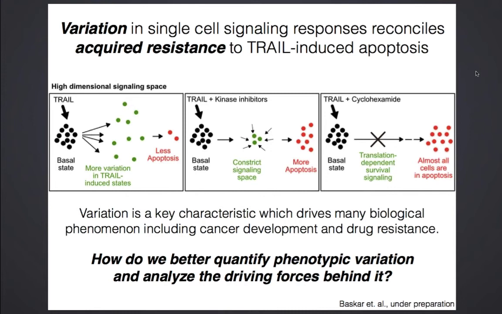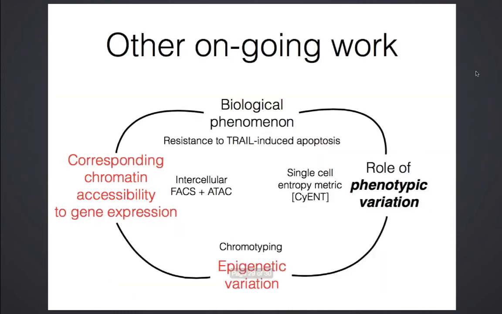So to sum up everything, we see that the more variation there is in TRAIL-induced states, the less apoptosis we see when we treat cells with TRAIL. When we add kinase inhibitors, we constrict the signaling space, and therefore it results in more apoptosis. And when we add cycloheximide, we cut out translation-dependent survival signaling, and therefore push almost all the cells into apoptosis. So variation really is a key characteristic which drives a lot of biological phenomena. So we really need to, A, better quantify phenotypic variation, and of course, B, better analyze the driving forces behind it.